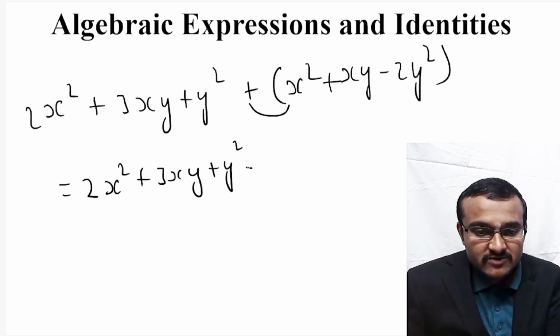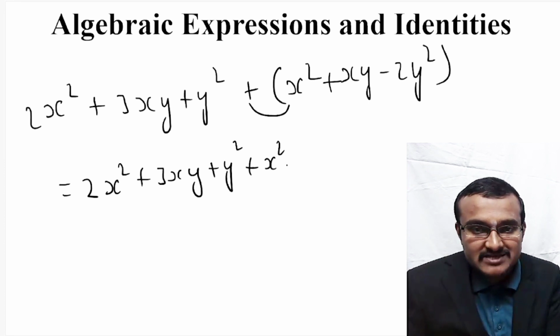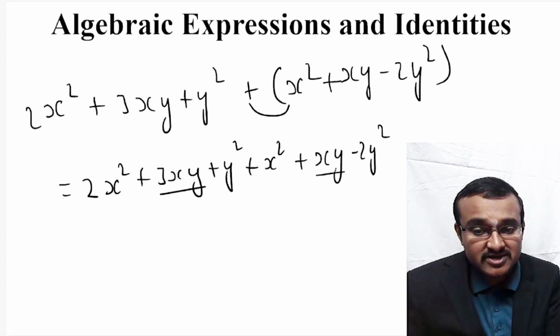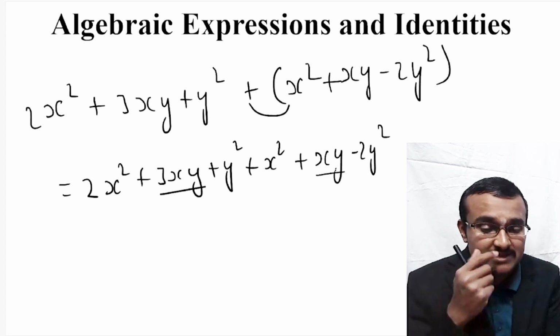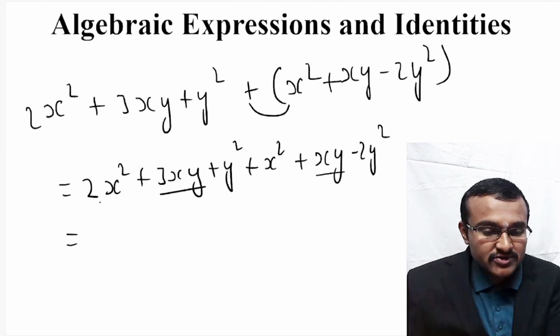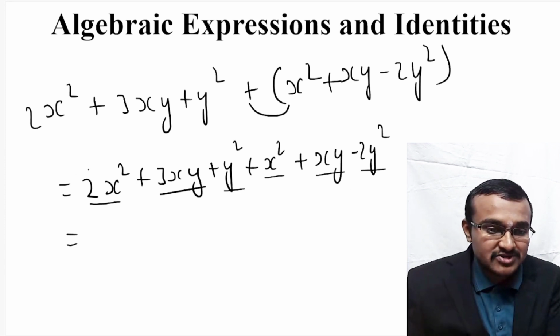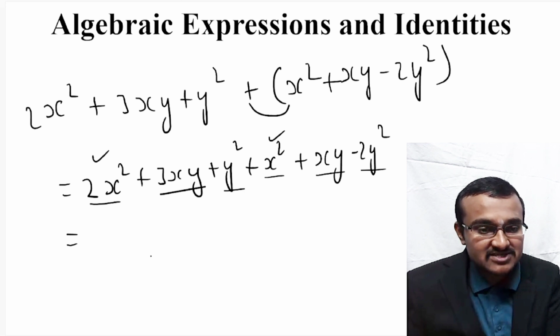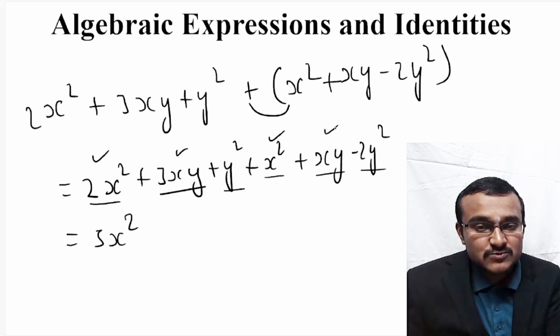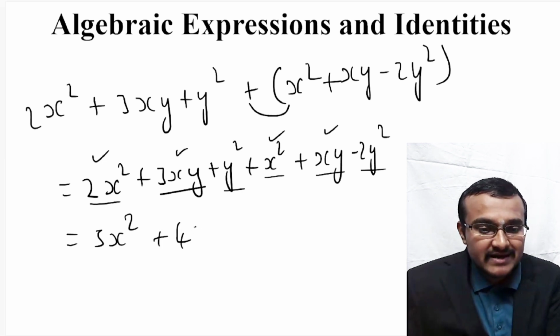Plus into plus x square will be plus x square. Plus into plus xy will be plus xy. Minus into plus will be minus 2y square. Here you can see this term and this term have the same variable, that is xy. So 3xy plus 1xy will be 4xy. Here also you can see 2x square is there, x square is there, y square is there, minus 2y square is there. This 2x square and x square you can add each other. So 2x square plus x square will be 3x square. 3xy plus xy will be 3 plus 1, that is 4xy.